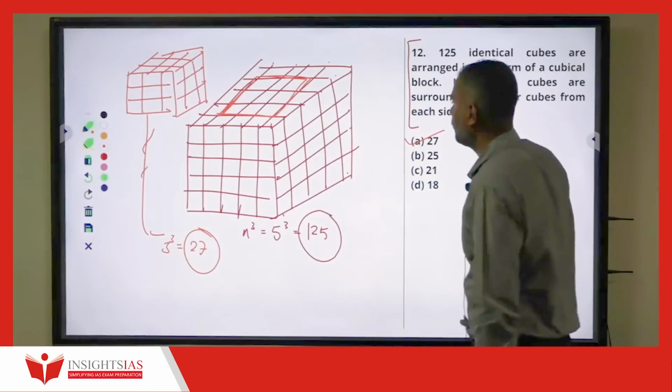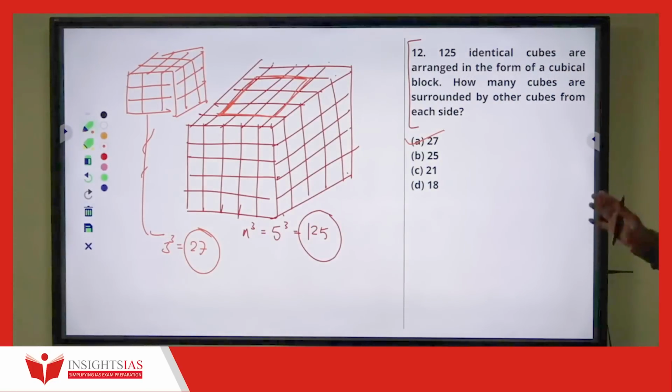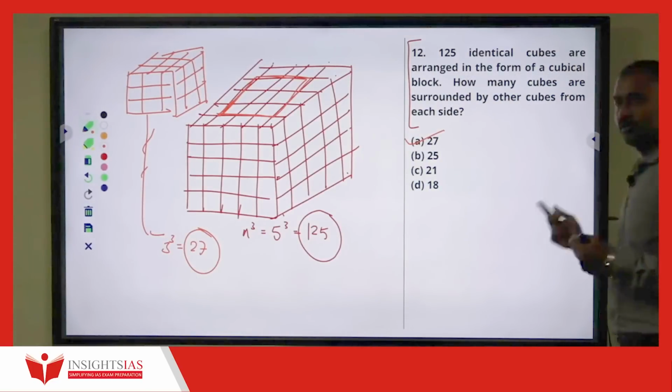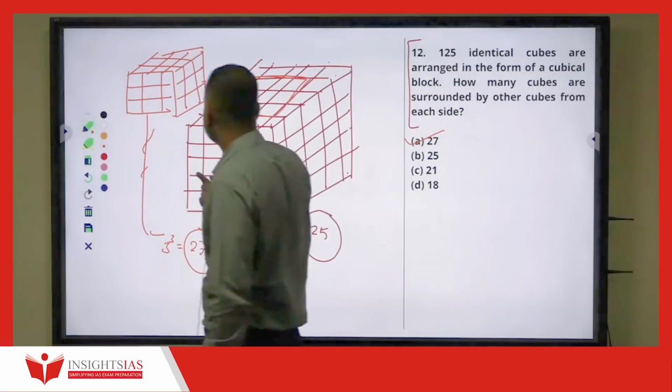Very similar kind of questions. We have done painting and removing the outer structure. Inside, how many are there? Surrounded by how many are there on each side? It is 27.